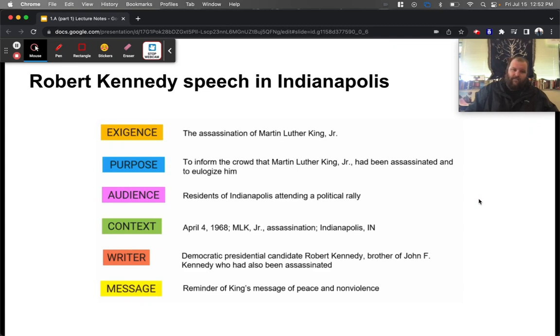And finally, our message, to remind this audience of King's message of peace and nonviolence. The day of his assassination, to say, we must remain peaceful. We must remain nonviolent. We should not act out in retaliation. Right? And this is someone whose, again, brother had been assassinated and was now dealing with the death of Martin Luther King Jr. And so for him to say, we need to remain peaceful, that holds power, right? His rhetoric, his persuasive language holds power.